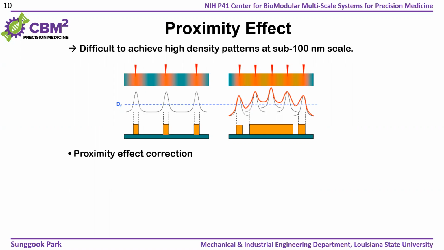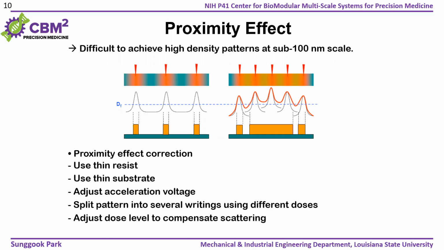However, when they are close to each other, then basically this Gaussian profile of the electron beam exposed area in the resist layer will be broadened and overlapped, right? So in this case, if you have high density patterns, after developing your resist, basically you will not have any patterns here, and you will only have patterns here. Okay, so we need to really avoid the so-called proximity effect. How can we do this?